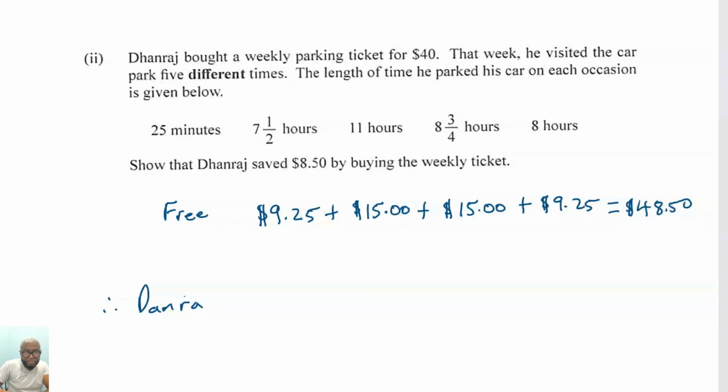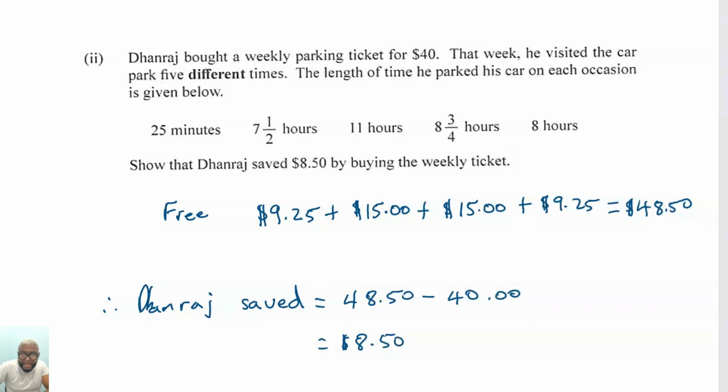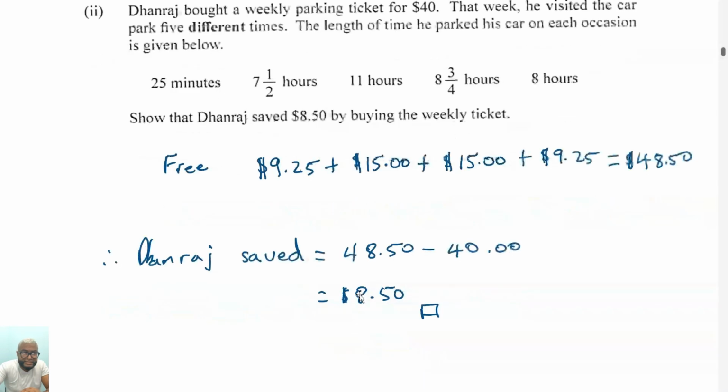Right? So therefore, Dhanraj saved 48.50 minus $40, which would have given me he saved $8.50. Right? Did you understand this?